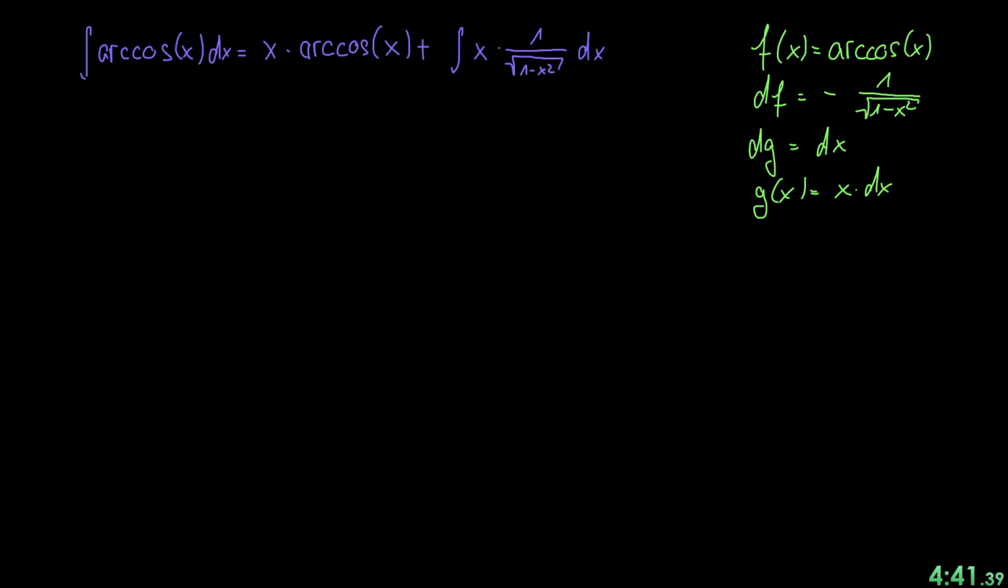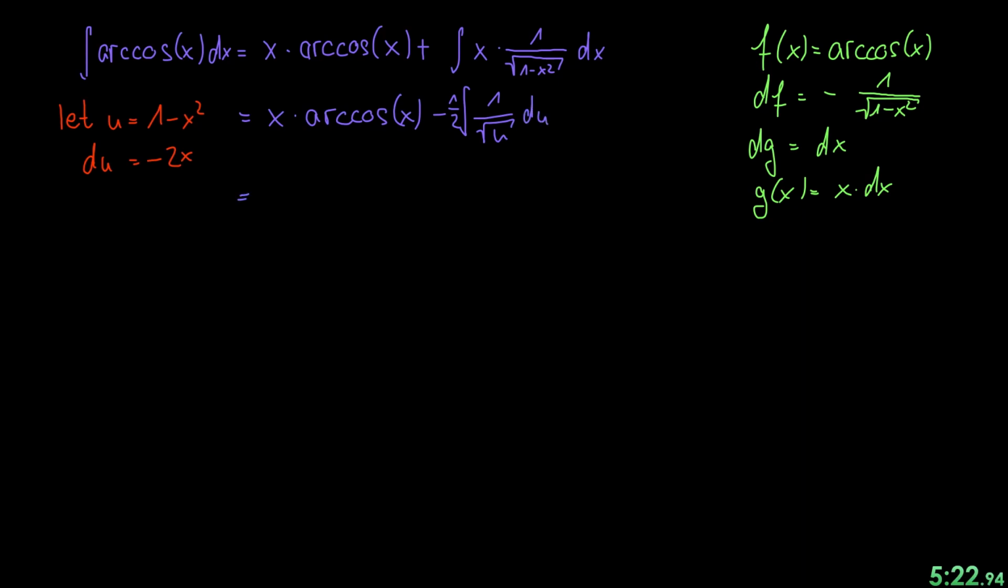And we're going to do our same substitution again. We let u be equal to 1 minus x squared, and du is then minus 2x. Okay, let's plug it in, and we get x times the inverse cosine of x, plus and minus give us a minus here, the integral of, and we put the 1/2 in the front again, 1 over the square root of u du.